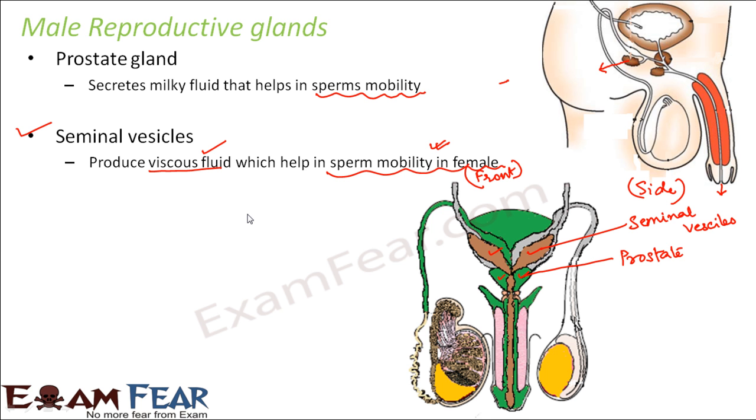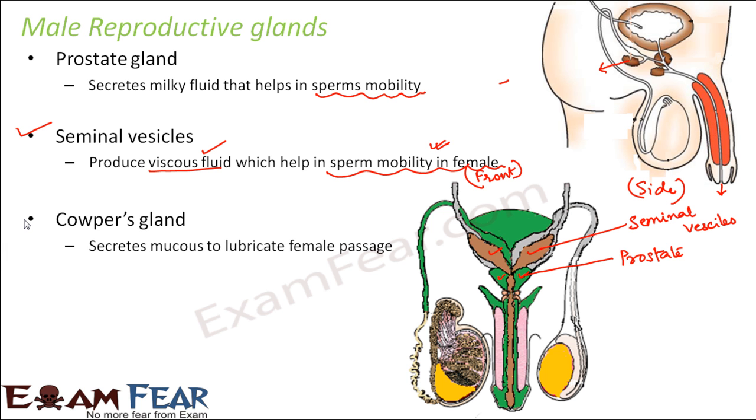inside the female body. So now let us look at the third gland, that is the Cowpers gland. So this Cowpers gland, where do we have them? You see there are two very small dot-like structures. So these are the Cowpers glands. Now, Cowpers gland is also known as bulbourethral gland. This is just another name of Cowpers gland. And what do they do? They secrete mucus to lubricate the female passage.